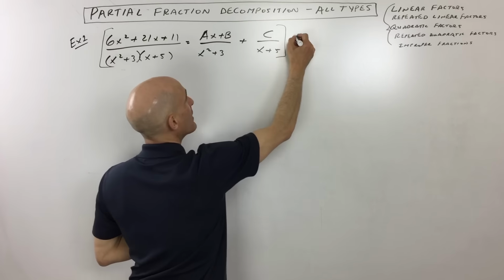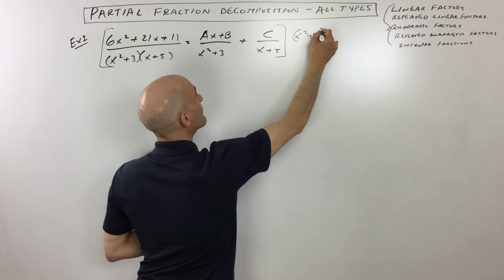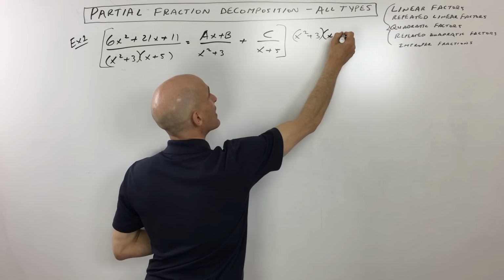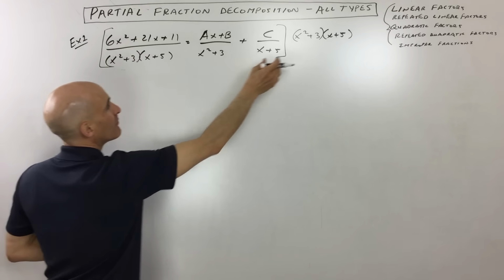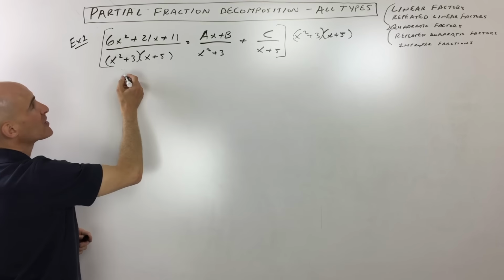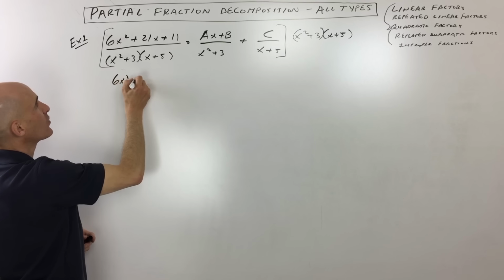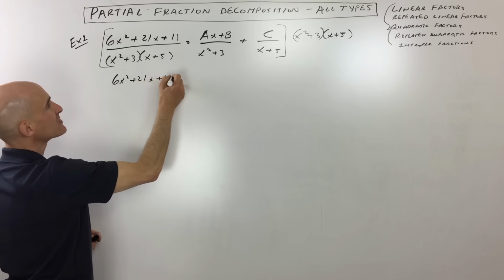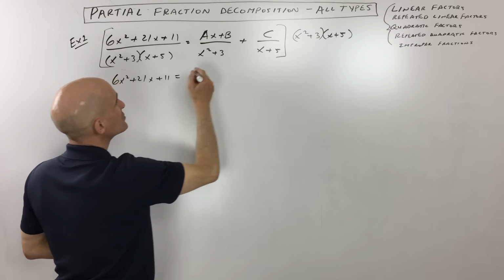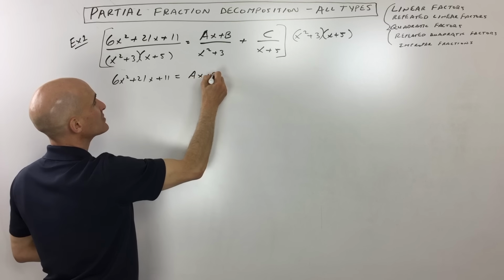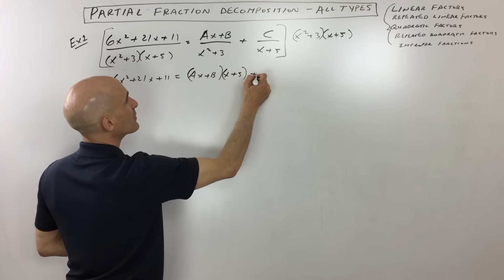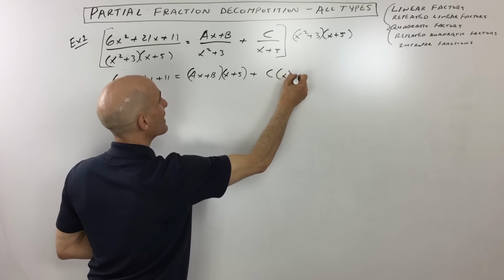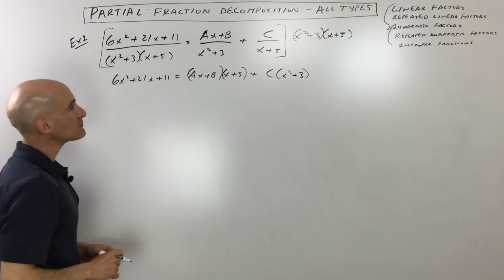So let's go ahead and multiply through by the common denominator. It's a lot of arithmetic, and again, you have to be careful you don't make some simple mistakes. But if we distribute everything, this to every term, left and right sides, that's going to give us 6x squared plus 21x plus 11. Here the x squared plus 3's are going to cancel. We have ax plus b times x plus 5, right? And then over here we've got c times x squared plus 3.